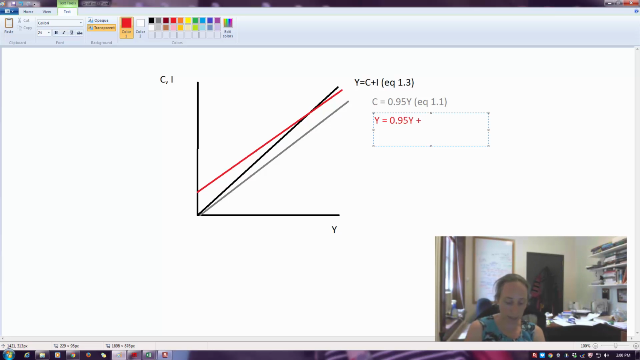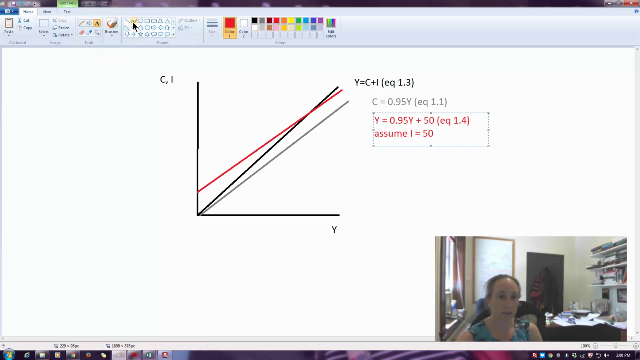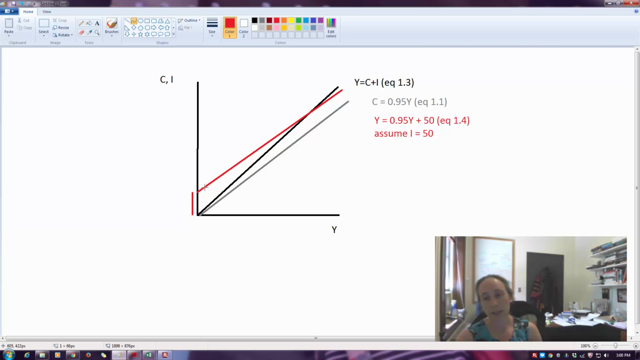But it has an intercept of, in this case, the book gave you an example of 50. We call this equation 1.4, and they assumed that investment equals 50. That was our starting point. So this intercept right here is a height of 50. We shifted up by 50, and then the slope was the same.